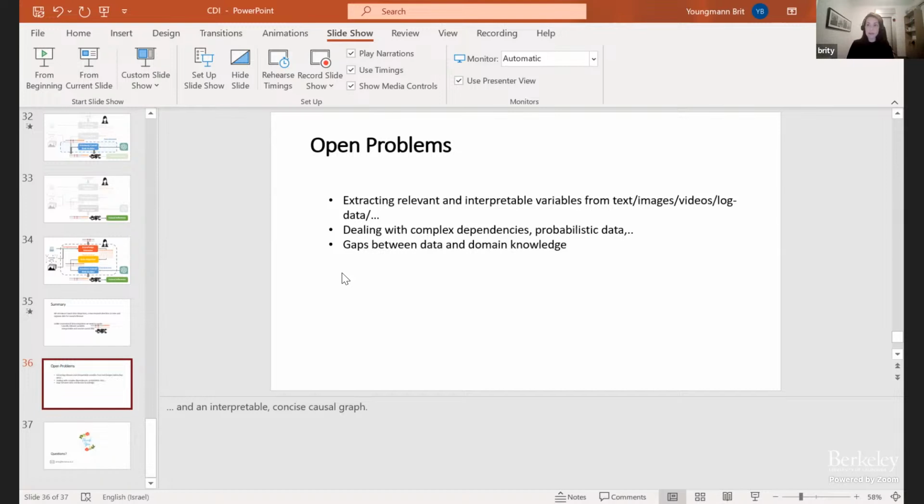Maybe the data is wrong. Maybe you have a selection bias, or maybe the large language model gives you an indirect causal relationship. And I don't have the answer of what to do in this case, but I think that this is a fascinating direction for future work, how we can answer that. And I will be happy to talk with you about it offline.